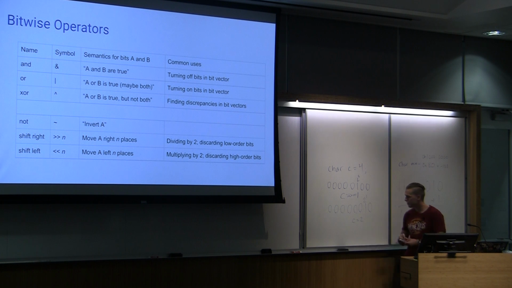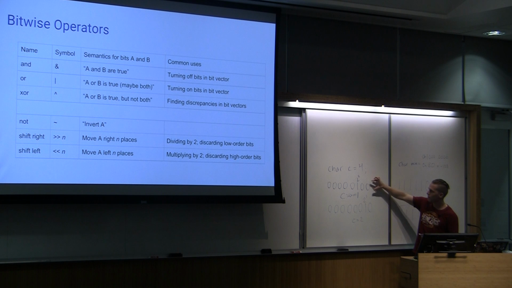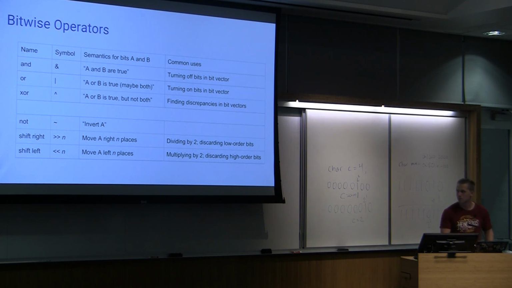So we basically threw away bits. If originally c had been the number 5, I would have had a 1 bit here, and I would have just thrown it away. So this is like dividing by 2 and truncating, like rounding down the result.